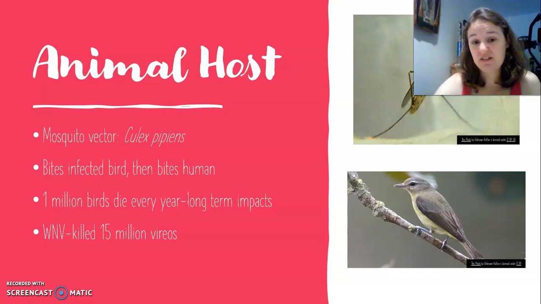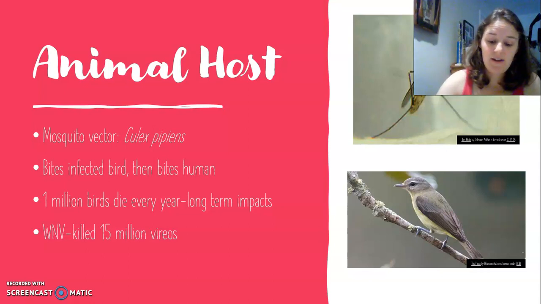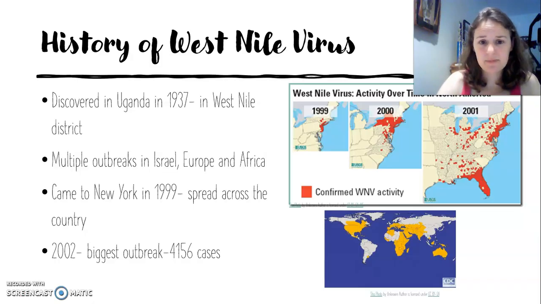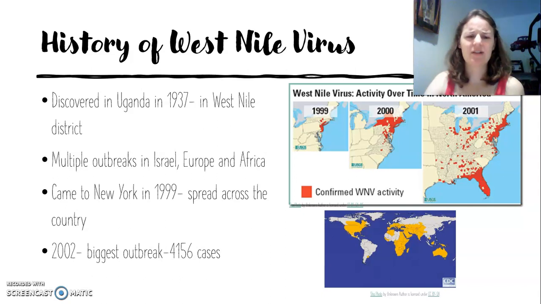So the problem with this virus is it's killing off animals, and we could actually see animals popping up on the endangered species list as a result of this. So it's a really serious problem, not just for humans. The West Nile virus is a relatively new discovery.